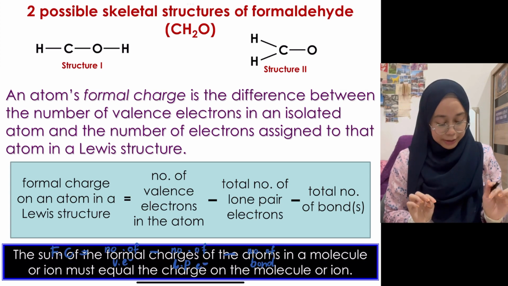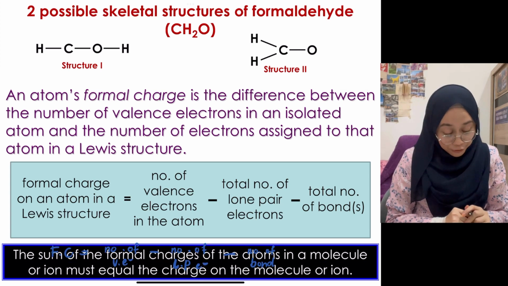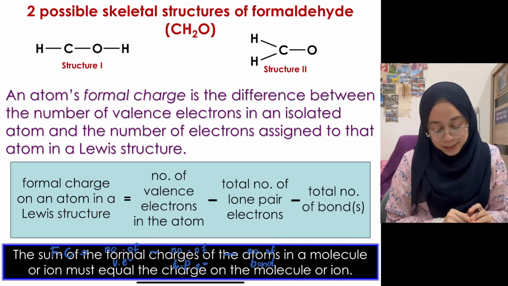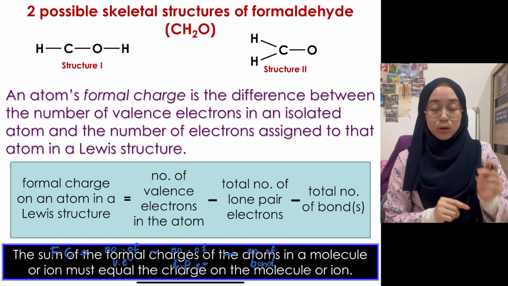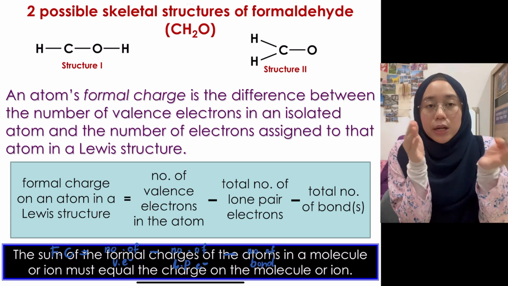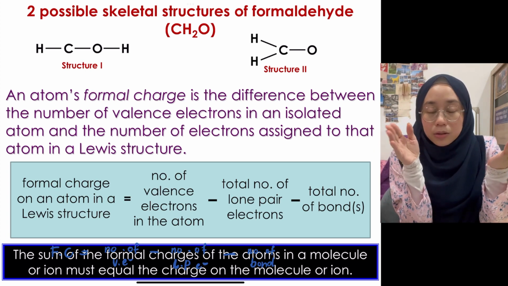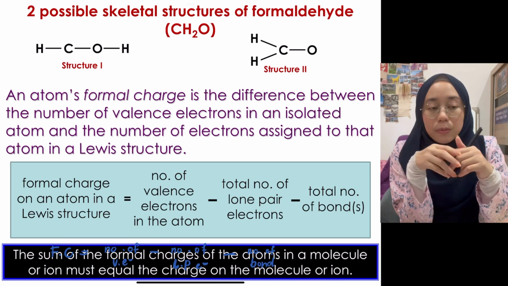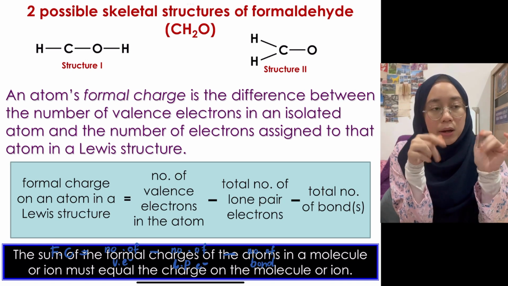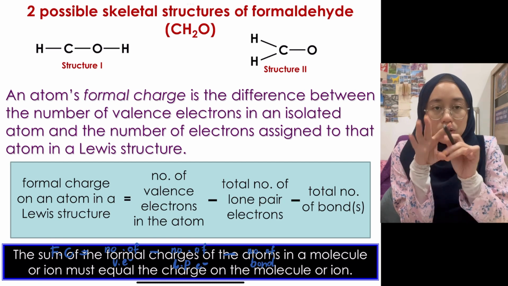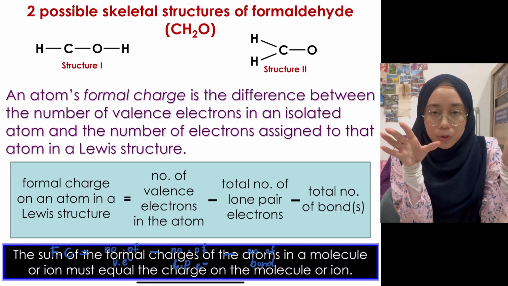Okay, Miss tak perasan pula bawah tu ada ni. Hopefully nampak, the sum of the formal charges of the atoms in a molecule or ion must equal the charge on the molecule or ion. So kalau dia neutral meaning total charge tu nanti adalah 0. Maksud kalau kamu ada atom A, B, C, so A positive 1, B negative 1, C 0, so bila kita total up kan dia dapat 0.